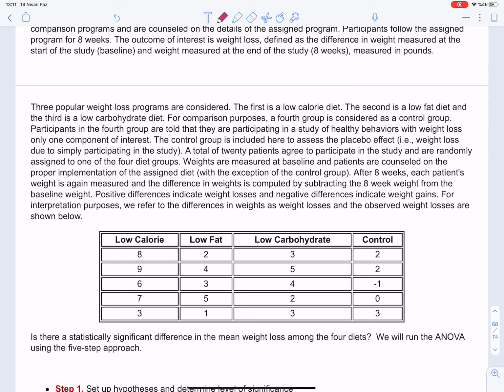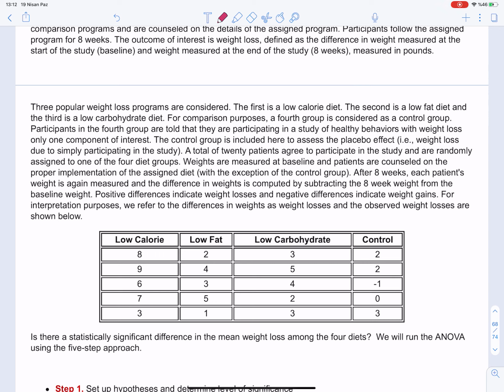The control group is included here to assess the placebo effect, weight loss due to simply participating. So placebo effect means people who are not taking anything to lose weight, or people who are not following any diet program to lose weight.